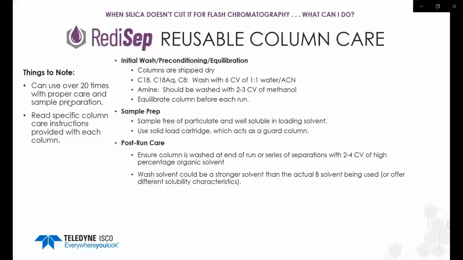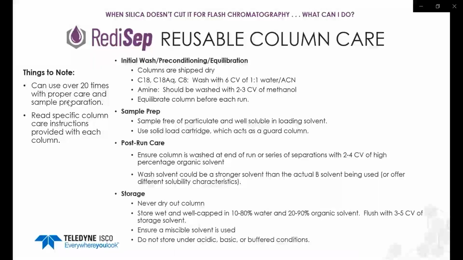You could do liquid loading onto it, or you could do solid loading onto it, and it acts as a guard column. Finally, you want to ensure that you have good post-run care, so that we're washing the column at the end with 2 to 4 CVs of a high percentage organic solvent, 100% organic solvent. For this would be methanol or acetonitrile, or maybe even a different solvent that offers different solubility characteristics to make sure that any impurities don't accumulate on the column.